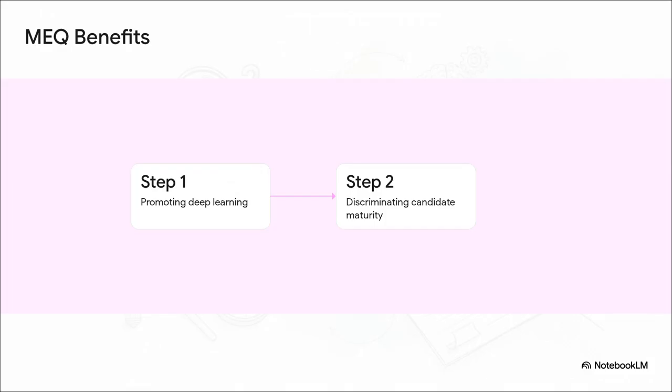On top of that, when students know they'll be tested this way, it creates this massive positive washback effect. It literally drives them toward deep learning strategies instead of just rote memorization. And from our perspective as examiners, this format gives us a highly reliable bell curve. We can confidently discriminate candidate maturity, easily separating the safe prospective practitioners from the unsafe ones.